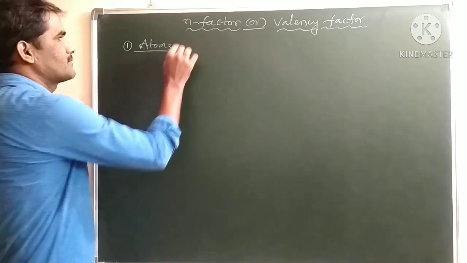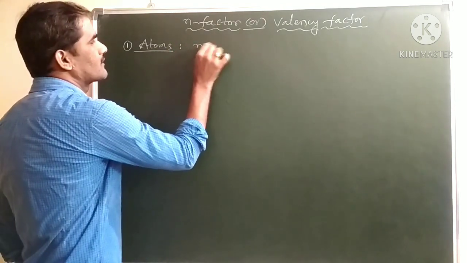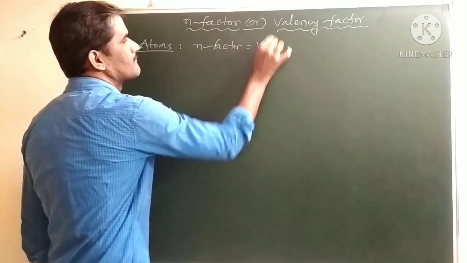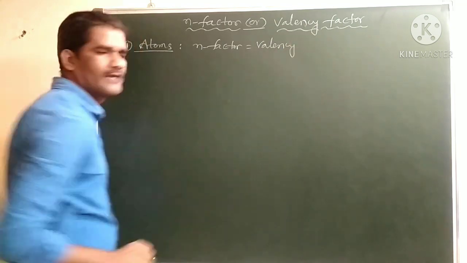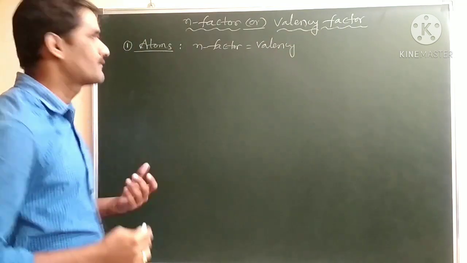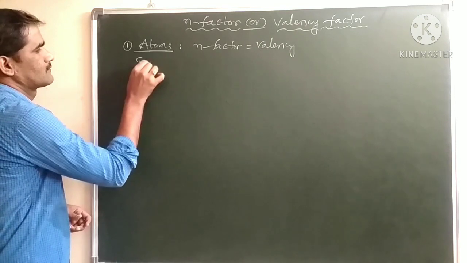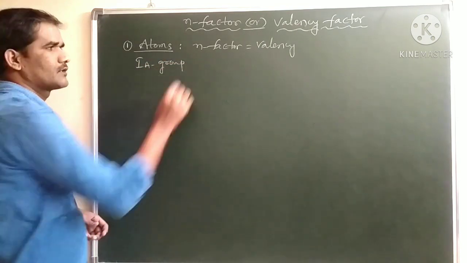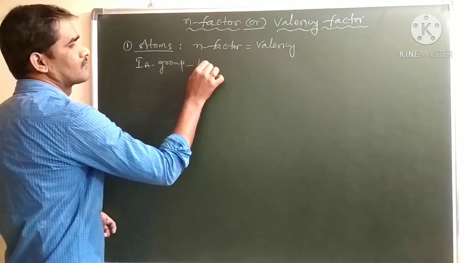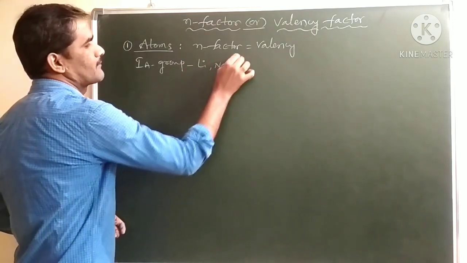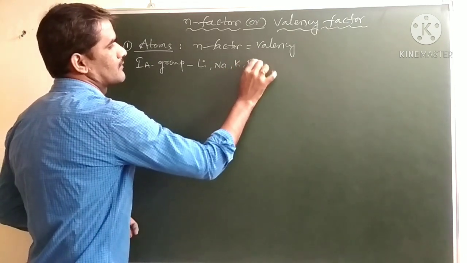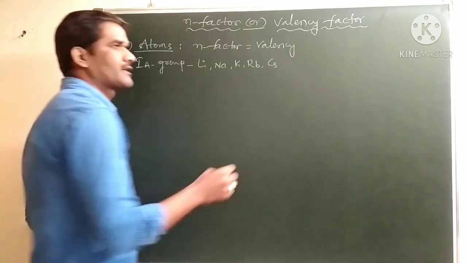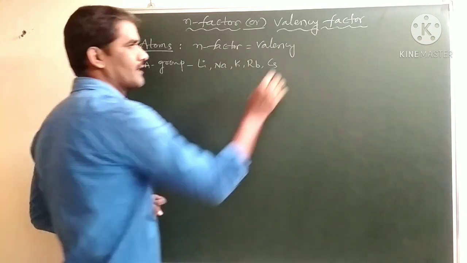So in case of atoms, N factor is equal to its valency, the valency of that atom. Take first A group elements, for example: lithium, sodium, potassium, rubidium and cesium. So all these elements' N factor is 1. Why? Because their valency is 1.